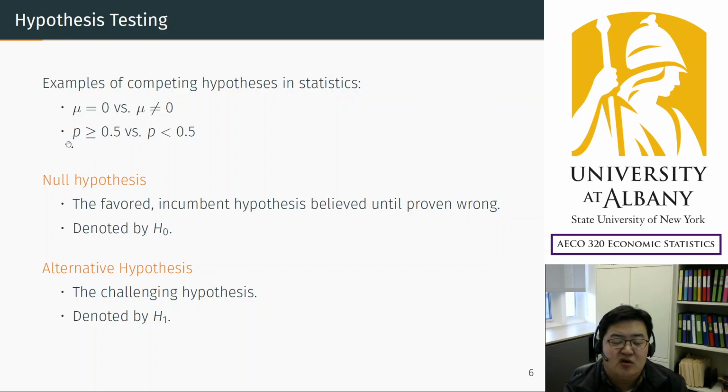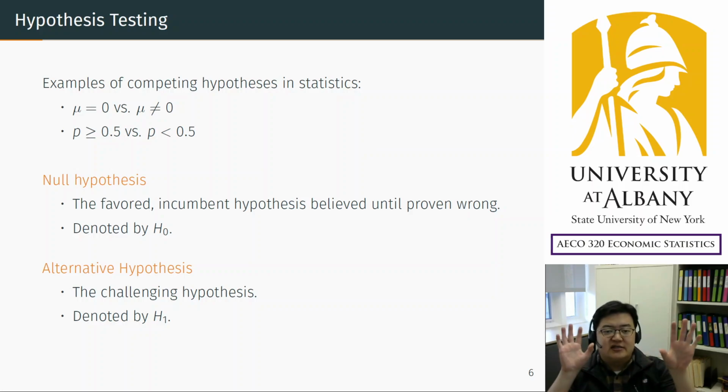Similarly, you may make a statement about some kind of probability. The probability is at least 50%. That's your belief. That means if yours is wrong, then this will be true, right? In this way, we will set up two competing hypotheses. The process is like choosing between them.